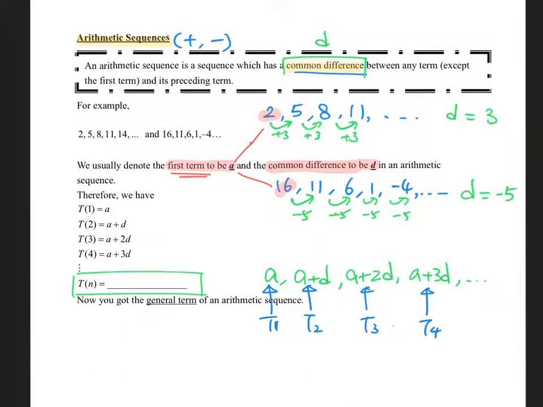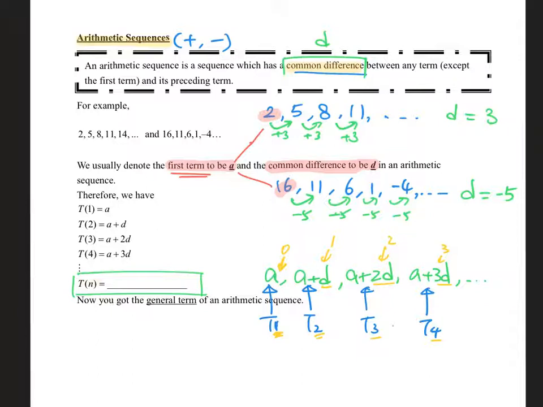Do you find out something tricky between the blue words and also the green words? Not that easy, right? Now I give you a tip. The tip is when you have T1, first term, there's no d, 0d. When you are talking about term 2, 1d. T3, 2d. T4, 3d, etc.